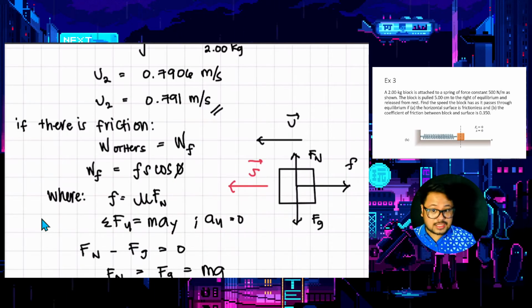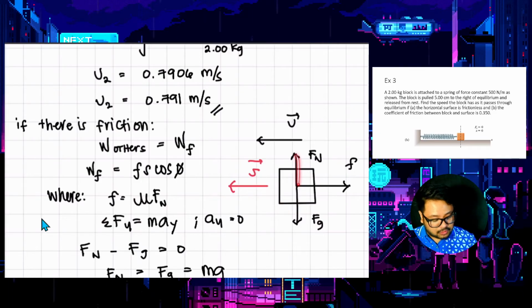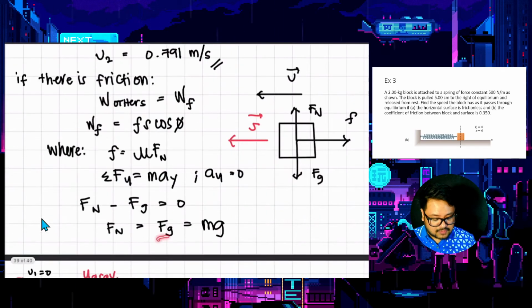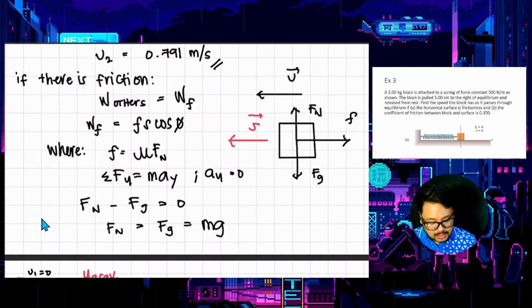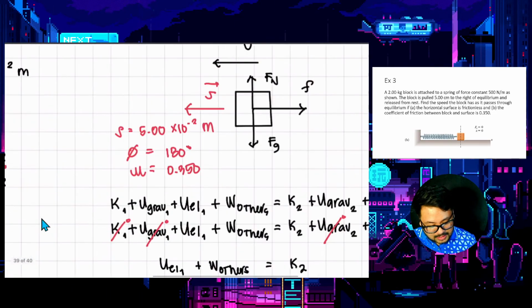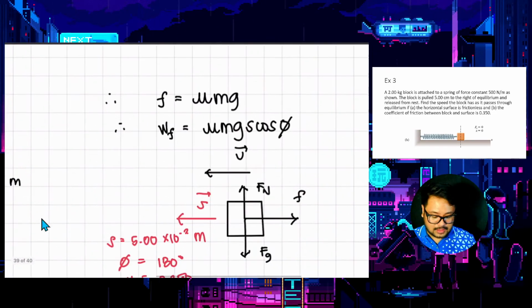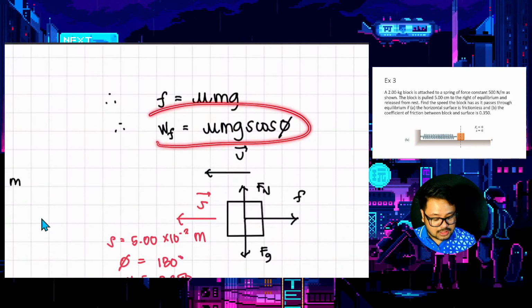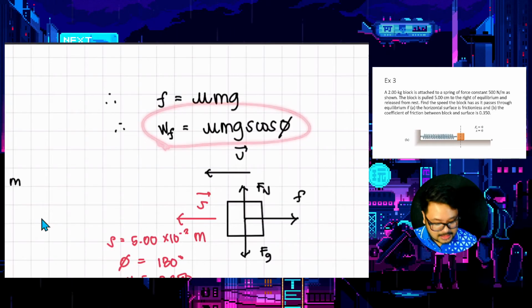Hence, this is the FBD of the box. Normal force minus F_G. So, normal force is just equal to F_G, or equal to mg. Hence, our F now is just equal to mu times mg, and then substituting it here again, we have this formula. F is equal to mu mg, and then work done by friction is just equal to mu times mg times s times cos phi. What's the s?